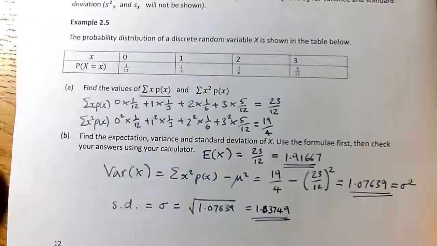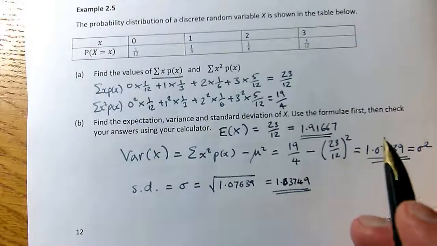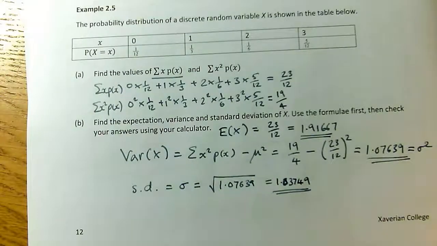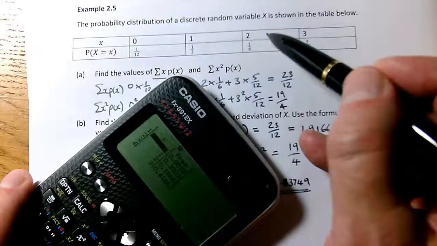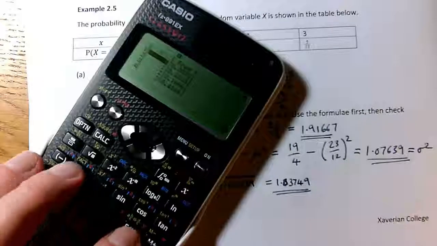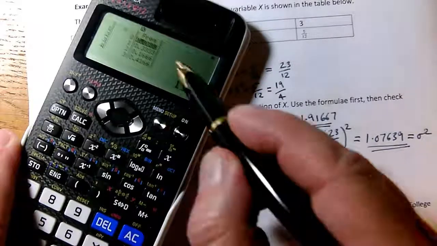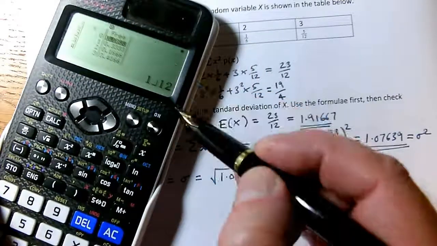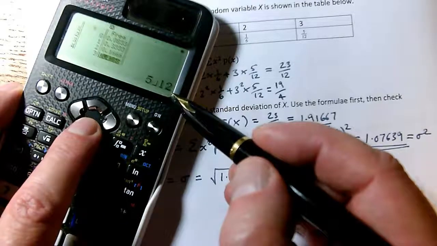Okay, but now it says, part B, use the formulae first, then check your answers using your calculator. So all I need to do is go into my stats mode on my calculator and enter the data into the calculator. Now I've done that here, but the way I've done that is the x values are 0, 1, 2, and 3. And then I've used the probabilities as the frequencies. So where you can see that value there, I've actually typed in 1/12 as the frequency. It's converted it to a decimal, but it accepts the fraction. And if you go down that column, you can see I've got my 1/3, my 1/6, and my 5/12.